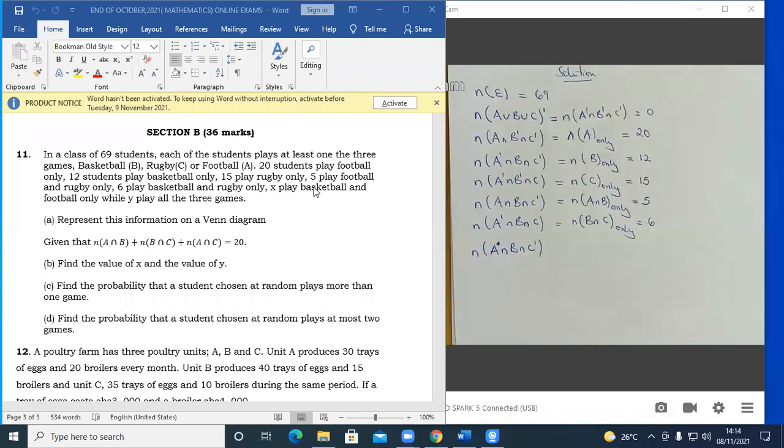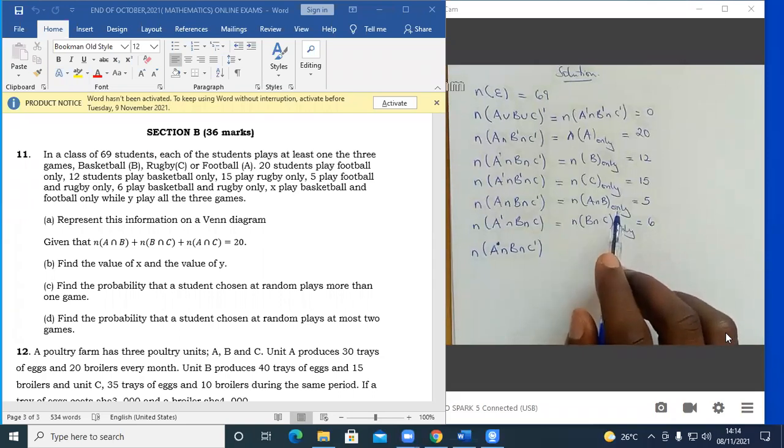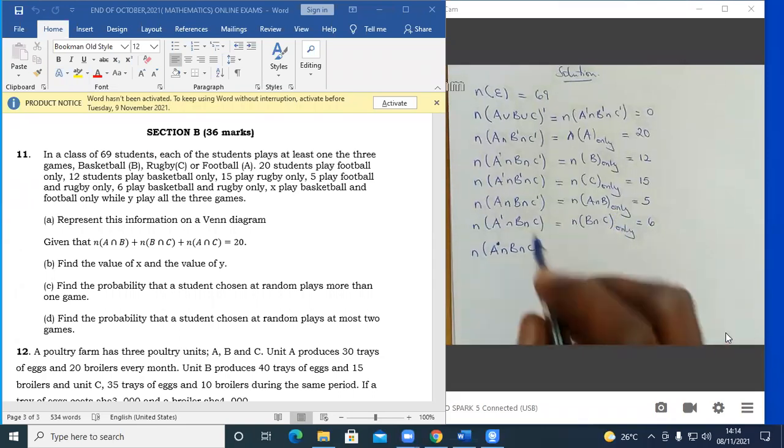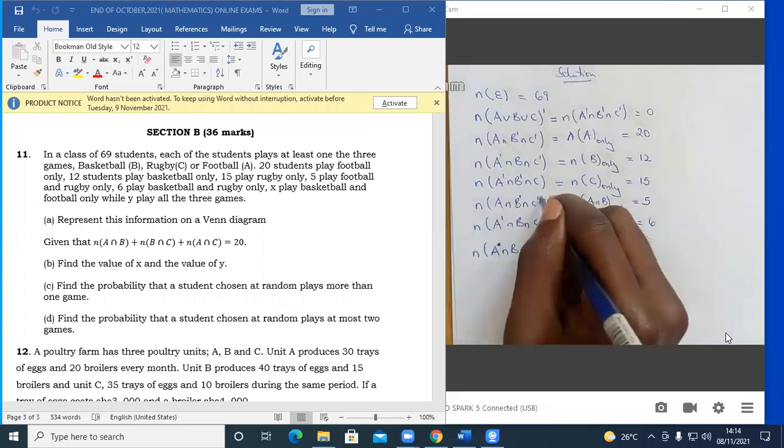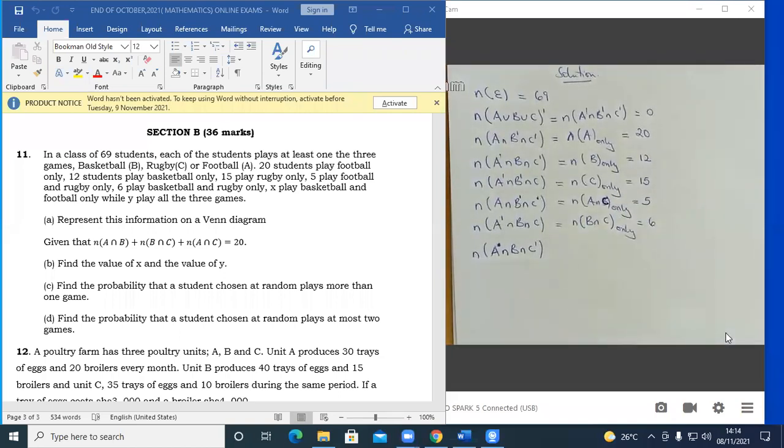Let's see. X basket. Basket is B. Then football. Are we not repeating ourselves? What was this 5 representing? Football and rugby. This one was supposed to be complement. Then this one is open. Sorry, this was supposed to be C. This was C. Change that.